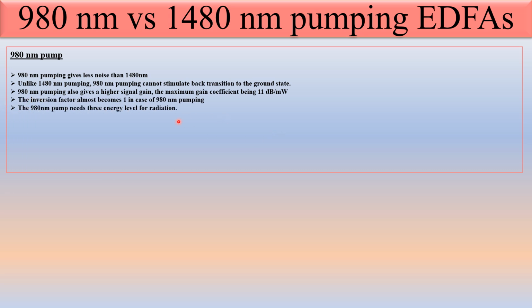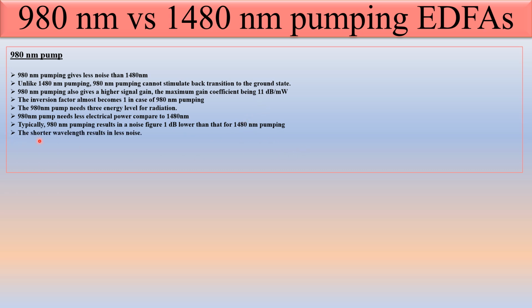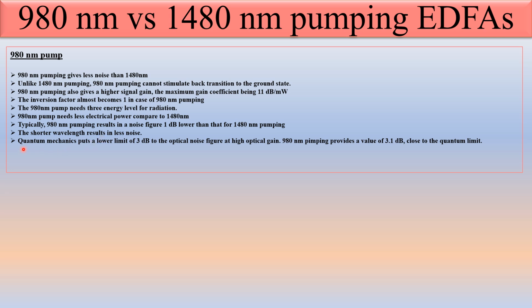The 980 nanometer pump needs 3 energy levels for radiations. 980 nanometer pumps need less electrical power compared to 1480 nanometer. Typically, 980 nanometer pumping results in a noise figure 1 dB lower than that for 1480 nanometer pumping. The shorter wavelength results in less noise. Quantum mechanics puts a lower limit of 3 dB to the optical noise figure at high optical gain. 980 nanometer pumping provides a value of 3.1 dB, close to the quantum limit.